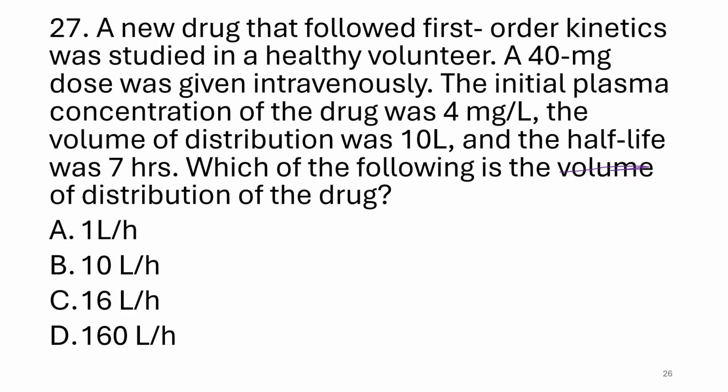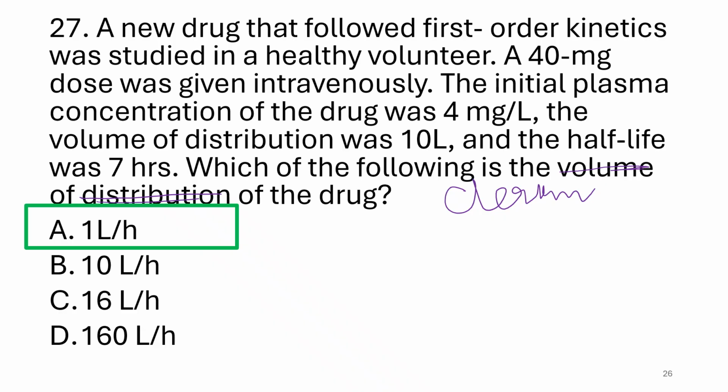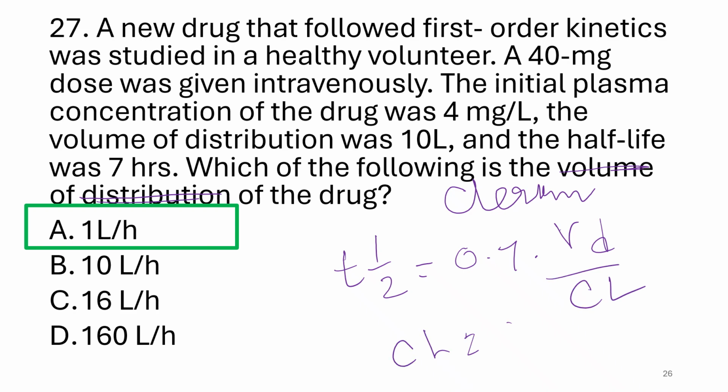We are asking for the clearance. So which of the following is the clearance? Right? So for clearance, the correct answer is 1 liter. What is the equation? You can use the half-life equation, 0.7 times Vd over clearance. So then clearance equals 0.7 times Vd over half-life.